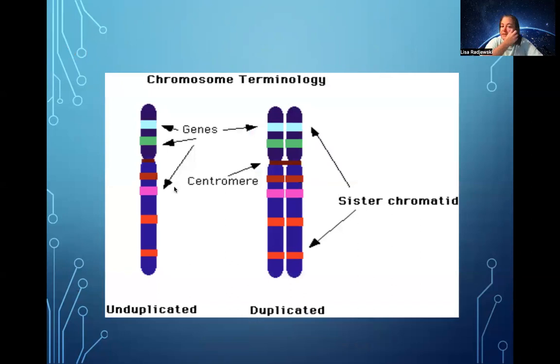All right, a couple other vocabulary terms. Here's an unduplicated chromosome. All these little bands of colors are where the genes are. And you can see that this is an X, so this is a chromosome, or sister chromatids. Each individual one is a chromatid, right? And then this maroon-looking dot or line that's connecting them is the centromere, and that's a duplicated chromosome.